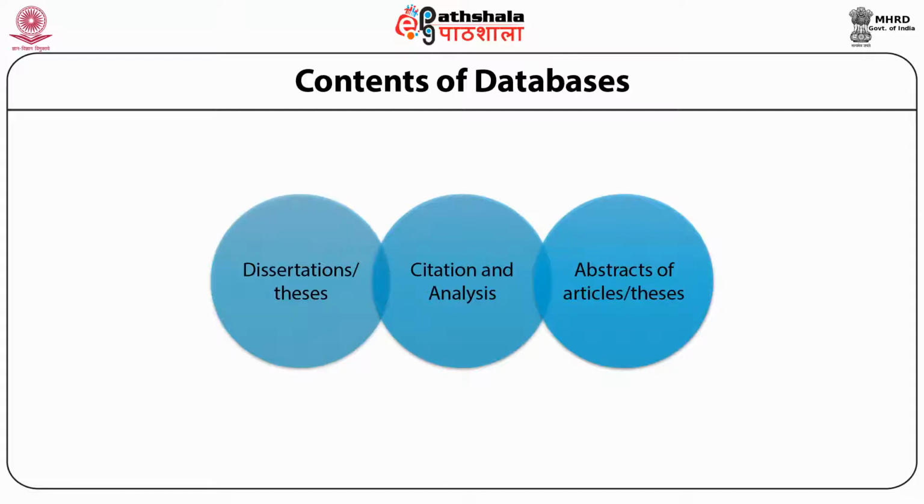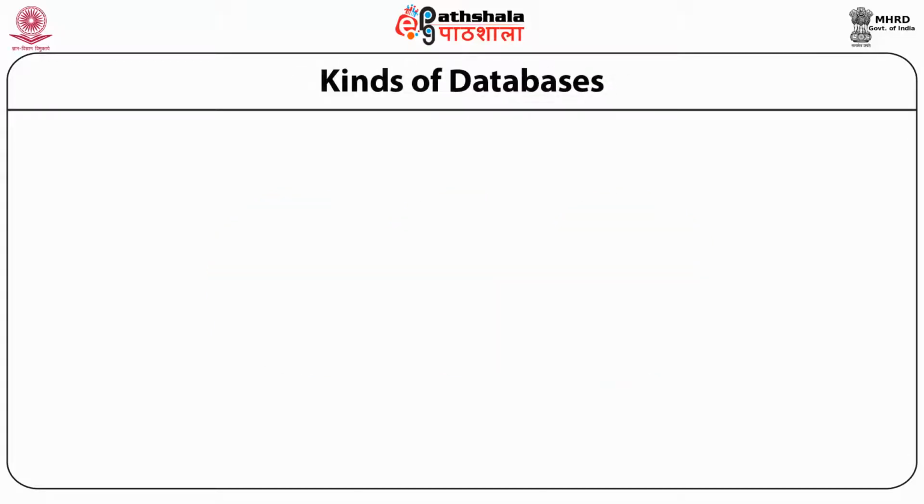Similarly, abstracts of articles and theses are also available through these databases. These are not full text databases but only confined to abstracts and small reviews so that a user can have some idea about the full text content. Kinds of databases. The databases are of various kinds depending upon their subject and also source of publications. These databases are being brought out in different formats. They are being brought out by aggregators and also by direct publishers.